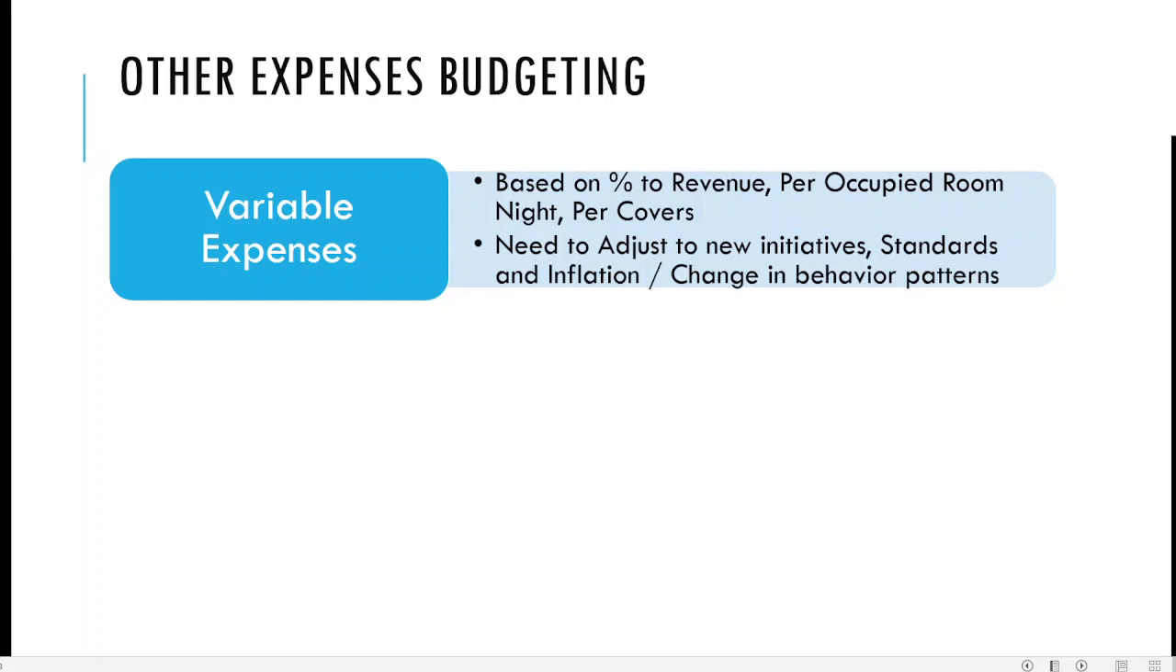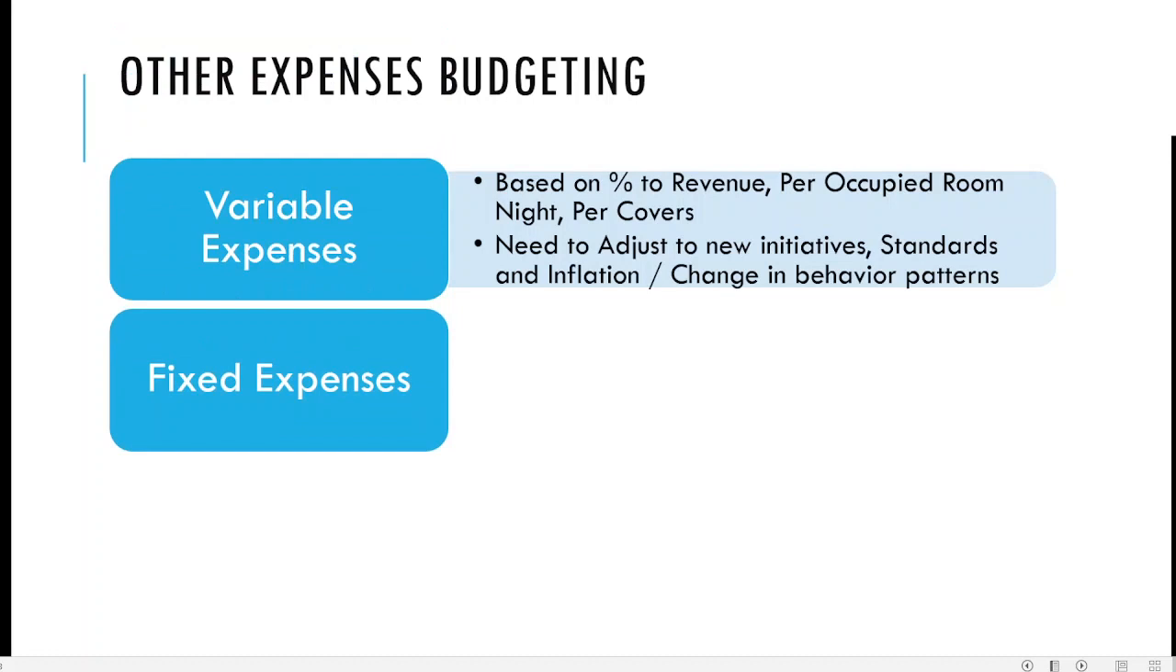behavior pattern of the suppliers. Maybe there are new initiatives, new innovations. There is inflation, there are price increases related to the variable expenses. So we have to factor in those expenses.